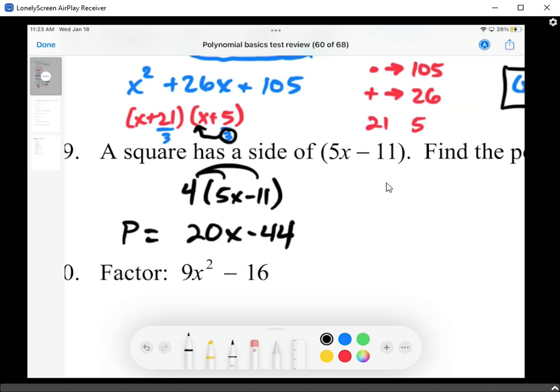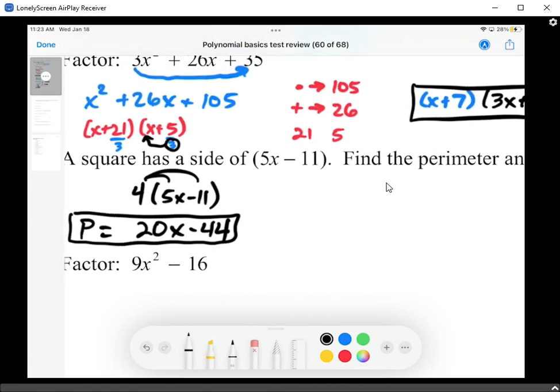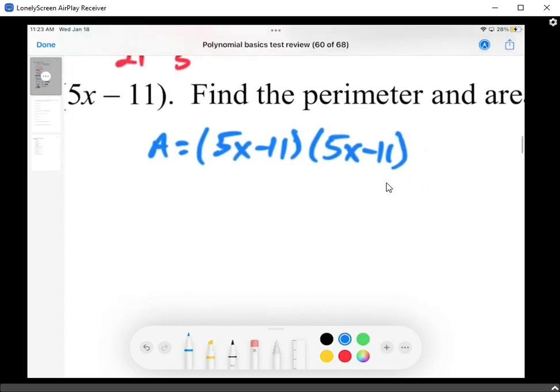Boom, there's your perimeter. On the other hand, your area can get a little bit more complicated because now we got to know the area of a square is side length times side length, right? So what we're really doing for area is 5x minus 11 times itself. Okay, you can draw yourself a box or you can just use FOIL. I'm going to go real quick here and just use FOIL.